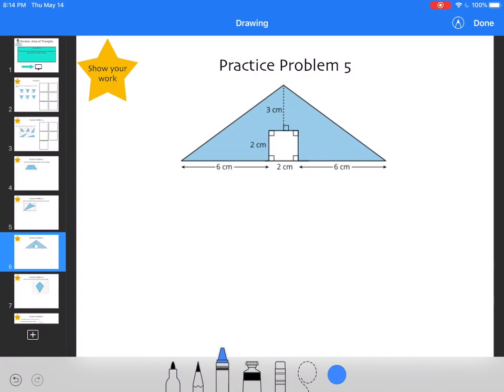All right, question number 5. I have a large triangle and a square in the middle, and I have to figure out how to get the square out.